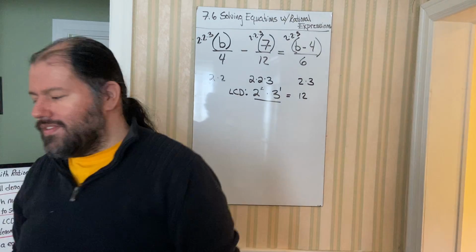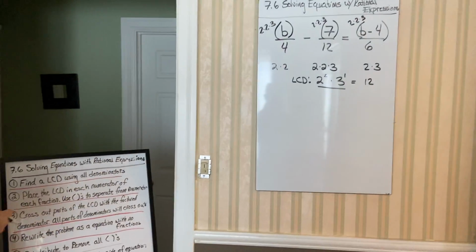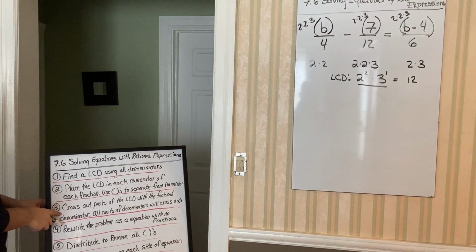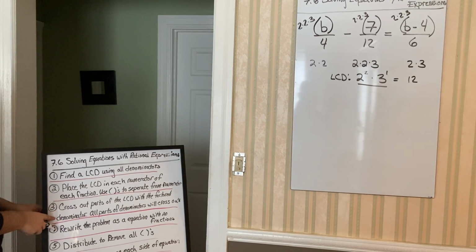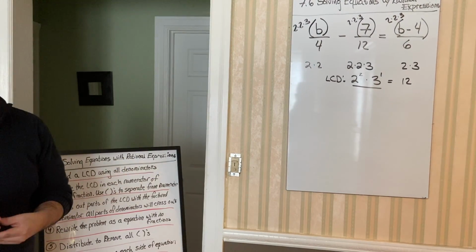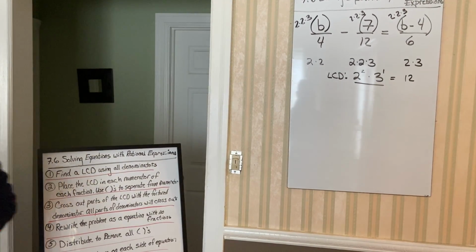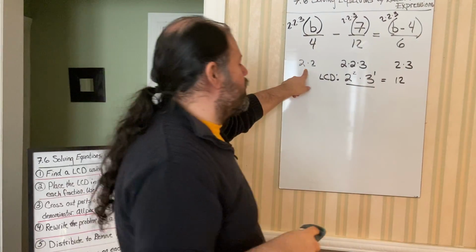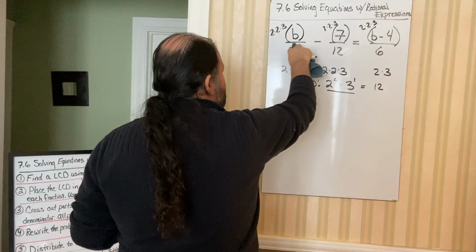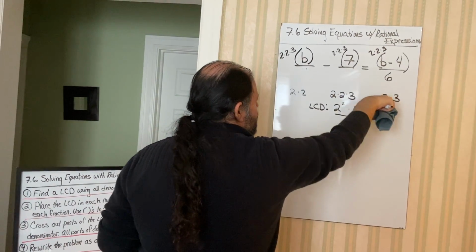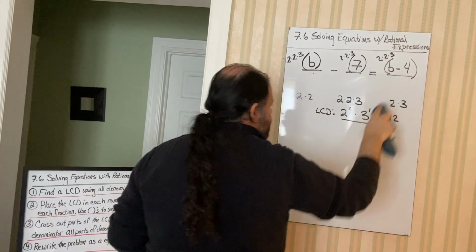Now what you want to do, after you put that on top and use parentheses to separate the numerator, we're going to cross out part of the LCD with the factored denominator. So notice I have a 4, a 12, and a 6. I'm not going to pay attention to those numbers. I'm going to pay attention to these factored forms. Remember 4 we said was 2 times 2. We said 12 was 2 times 2 times 3. And 6 we said was 2 times 3.